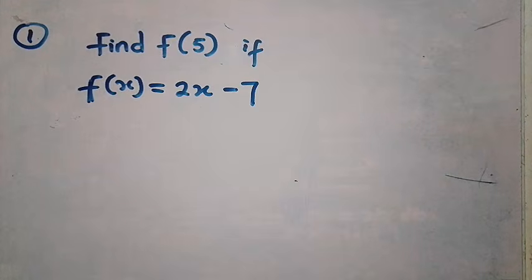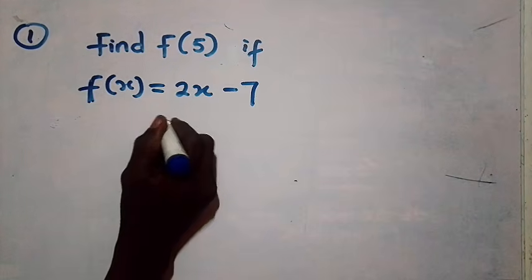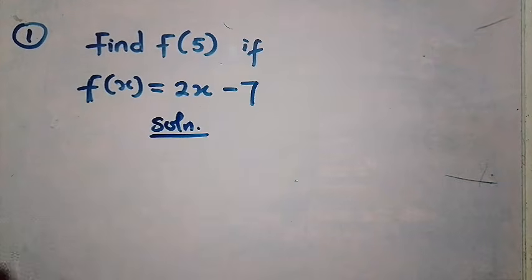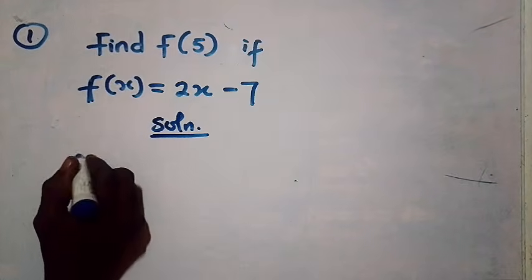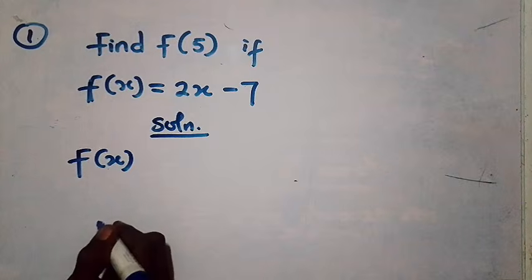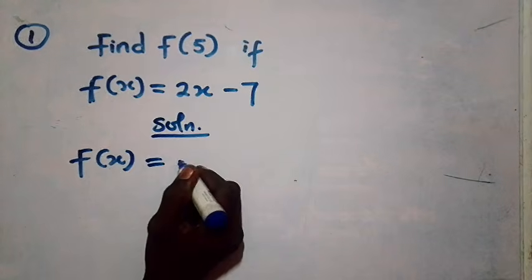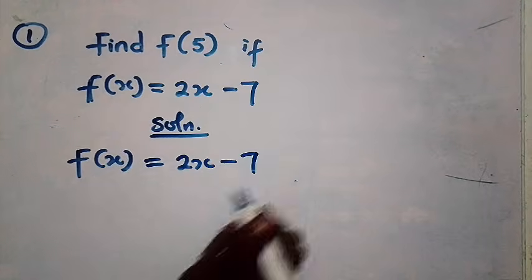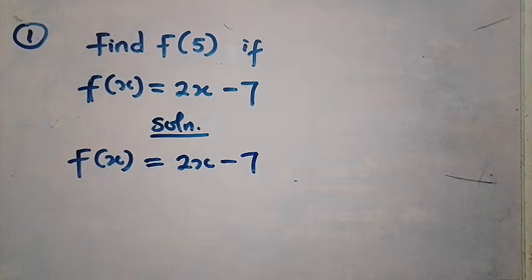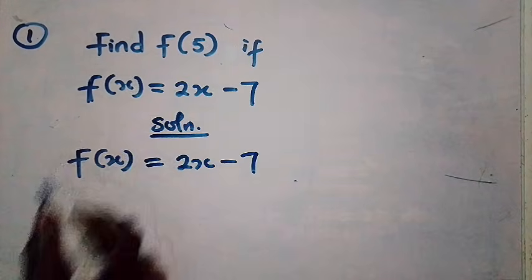For example, let's take this example 1. Find f of 5 if the function is f of x equals 2x minus 7. For a beginner, just watch closely. Solution. The function is f of x equals 2x minus 7. But we are to find f of 5.